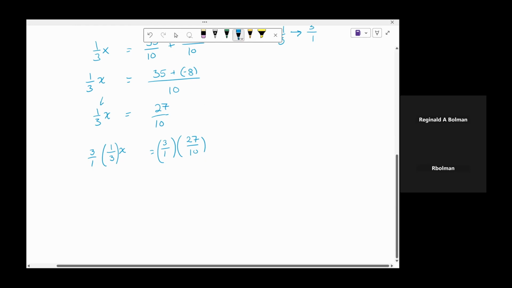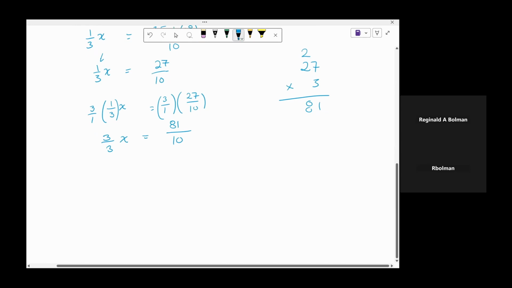Now we do 3 times 1, which gives us 3. 1 times 3 is 3. You get 3 over 3x is equal to 1 times 10, which is 10. And you have 27 times 3. 3 times 7 is 21. Carry your 2. 3 times 2 is 6, plus 2 gives you 8. So you've got now 81 over 10. And on the other side of your equal sign, 3 divided by 3, by the inverse law, just gives you 1, which is what we should expect at this point in time. And 1 times anything is just that something, by the identity law.